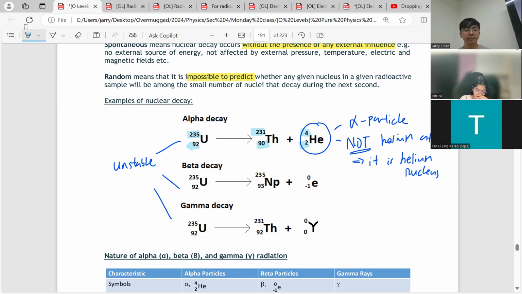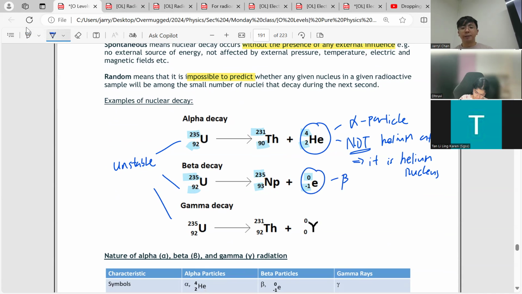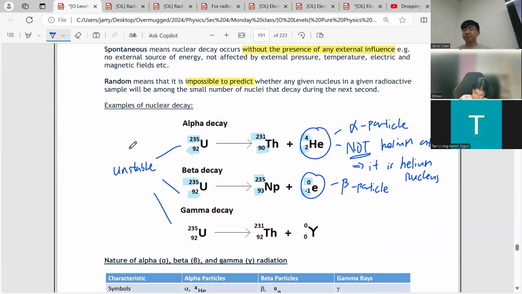Go to beta decay, same. 235, 235, 0. 92, 93, minus 1. When I add up, it is still the same. Electron for beta particle, right? This is your beta particle. Electron for beta particle, we have a minus 1 at the bottom, meaning to say it has negative 1 protons, simply because electron is negatively charged.